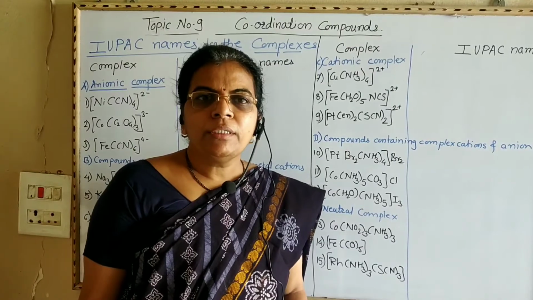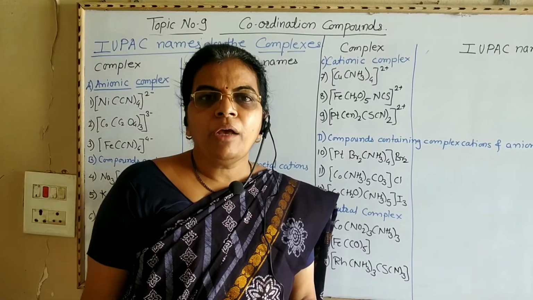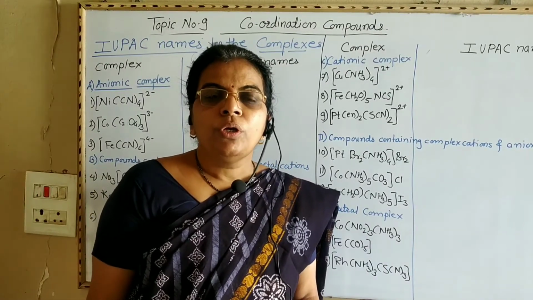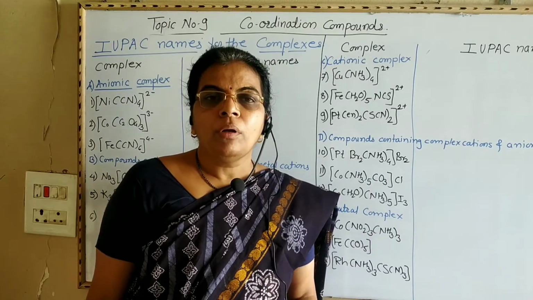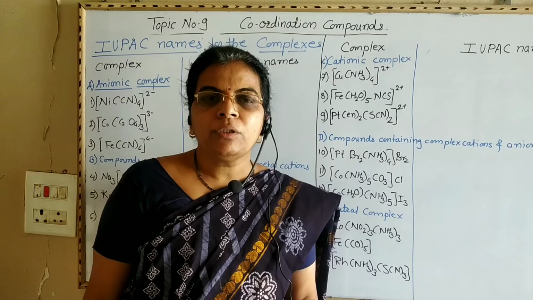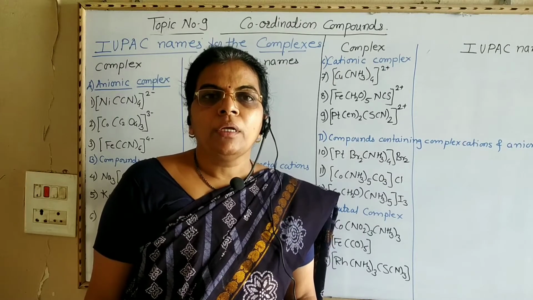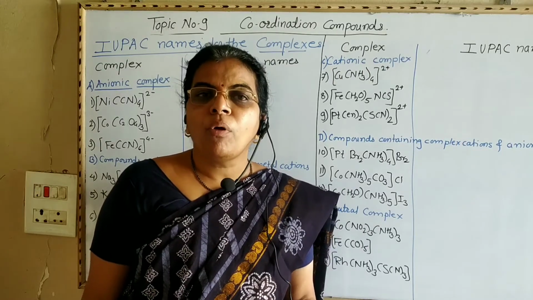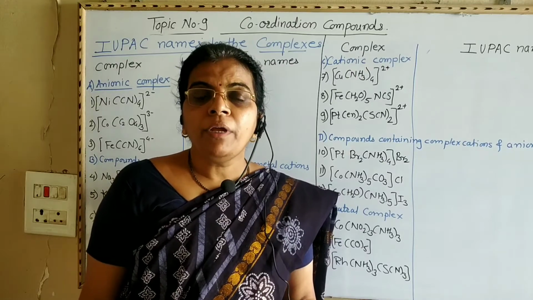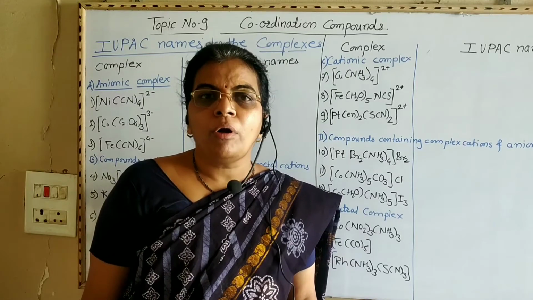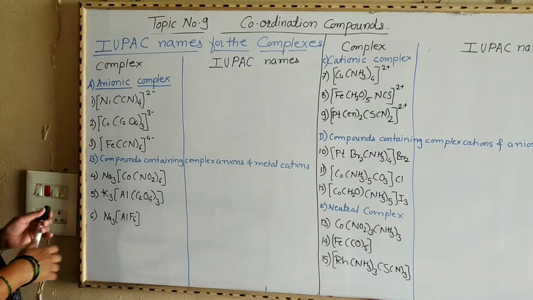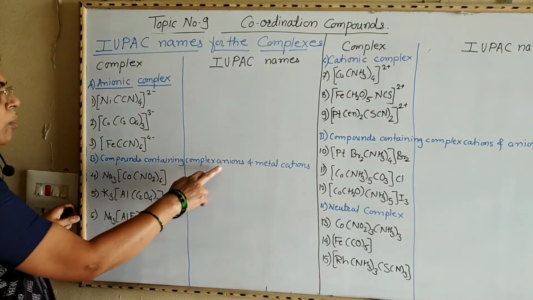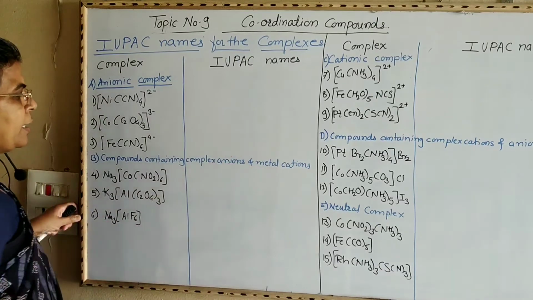Good morning, students. Last time we saw the rules used for the IUPAC nomenclature of coordination compounds. Now we are going to apply these rules by solving some examples, giving IUPAC names for coordination compounds. First we start from this example. These are the compounds containing complex anions and metal cations.